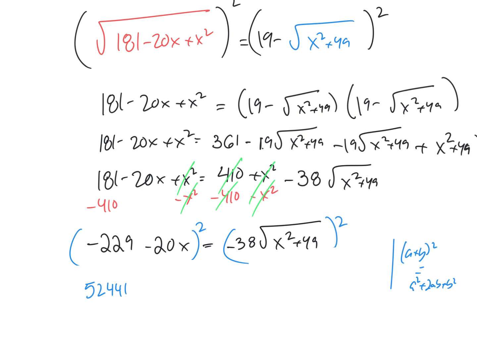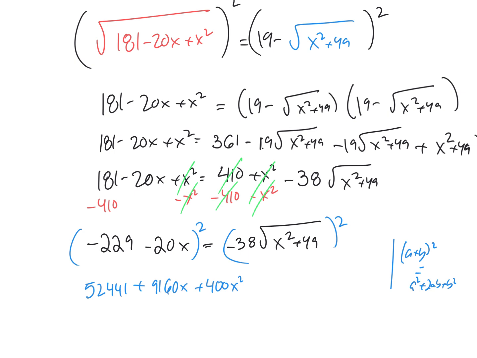So I need to do negative 229 times negative 20 times 2. So that's going to come out to be plus 9160x. And now I'm squaring this, so it's negative 20 squared, so positive 400, and then the x squared, so plus 400x squared.